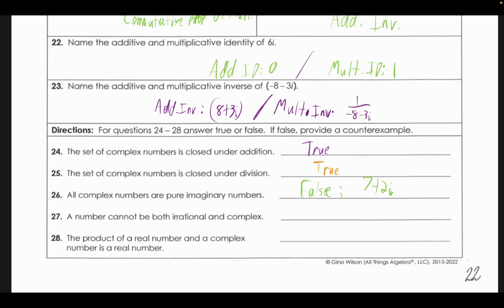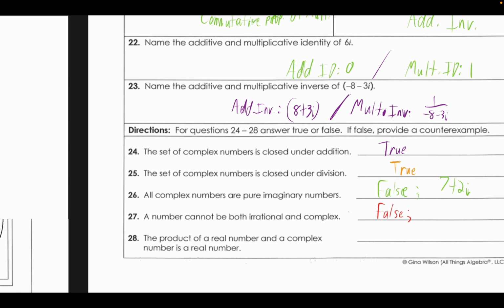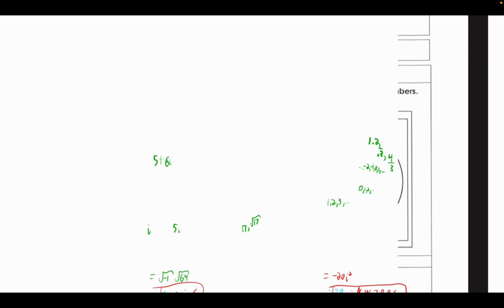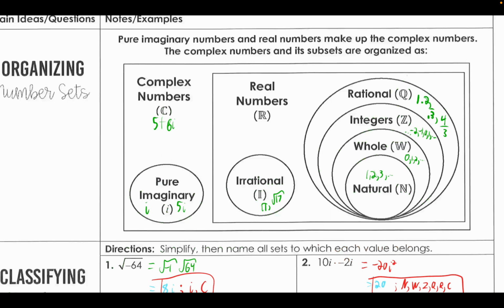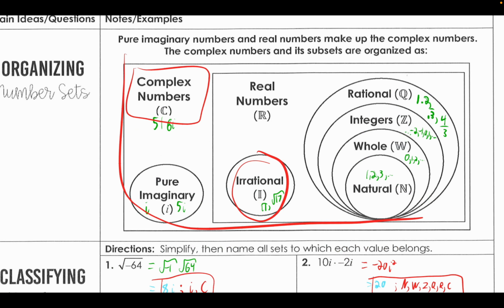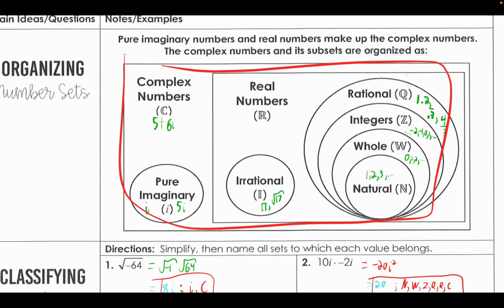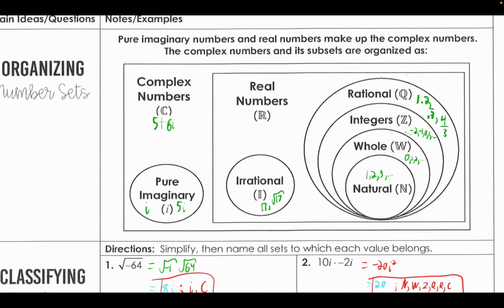Number 27, a number cannot be both irrational and complex. Well, that is false. It is perfectly possible for a number to be both irrational and complex. And the first and foremost reason is because irrational is inside complex numbers. It's inside this whole area of complex numbers. So that's the first reason why, that visually we can see that.